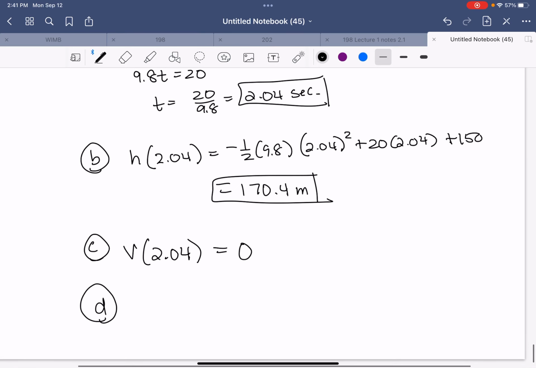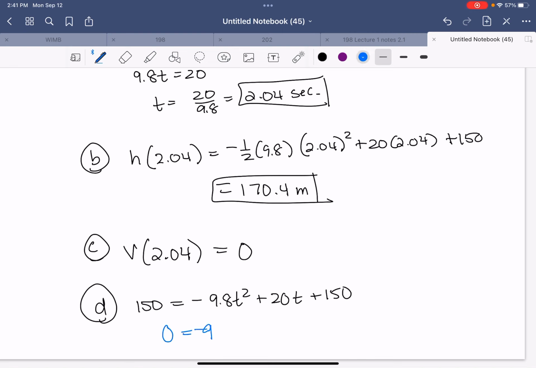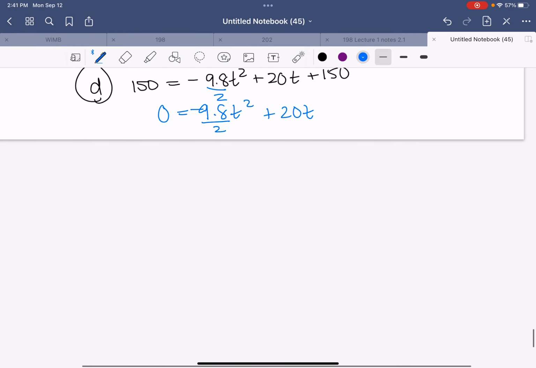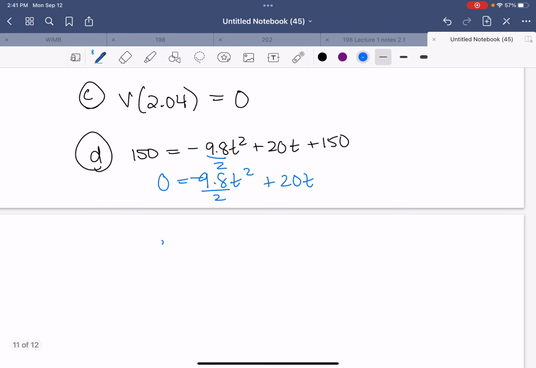And letter D, at what time does the object reach the initial height again? Well, the initial height, they tell us, is 150 meters. So if I set this up for my height and set that equal to 150, I can then subtract 150 from both sides and get 0 equals negative 9.8 t squared, half of that, right? Plus 20t. Then we get 9.8 over 2t.